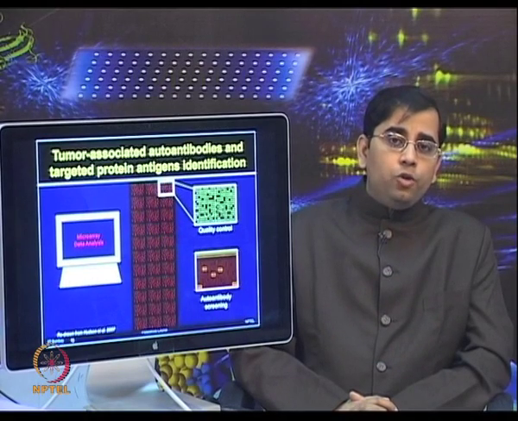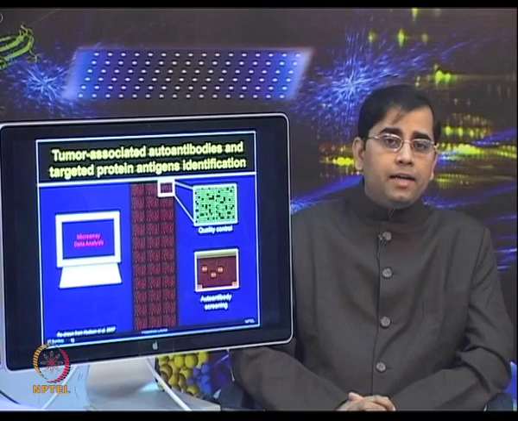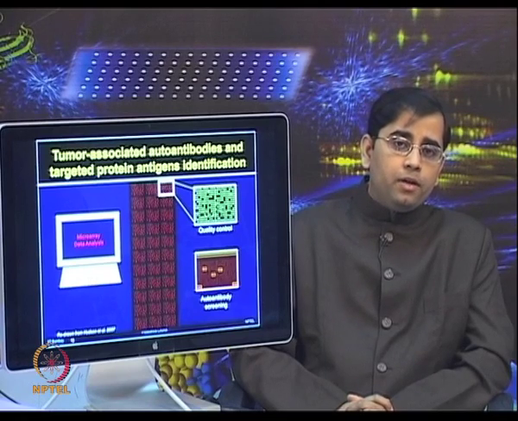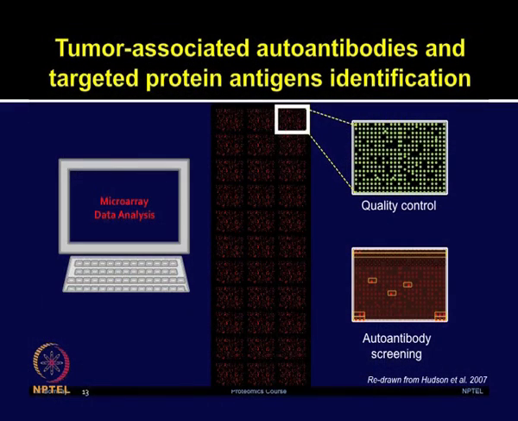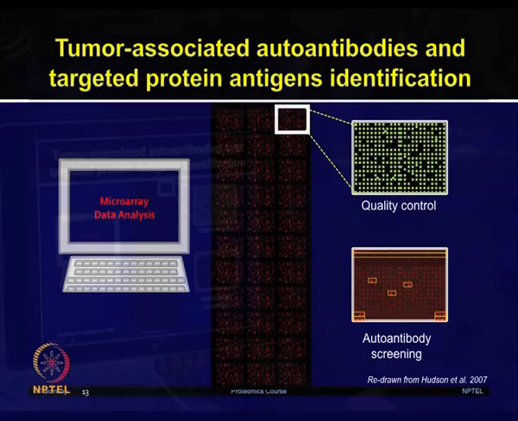The identification of tumor-associated antibodies and targeted protein antigens was performed on protein microarrays. These protein microarrays contain more than 5,000 GST fusion proteins, which were first probed with the anti-GST antibody. As you can see in the slide, first of all, the quality control experiment was performed by using anti-GST antibody, because all the clones contained the GST tag. So, first of all, there was a need to ensure that all the clones are expressed properly, so that a uniform amount of protein is printed.